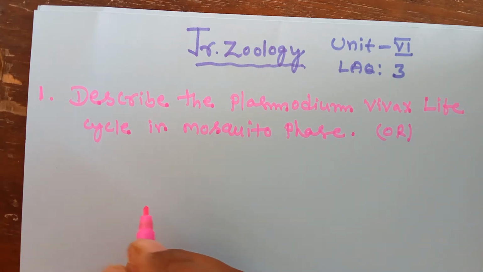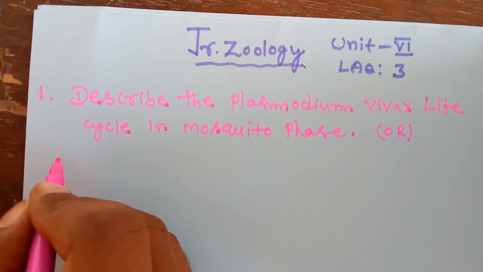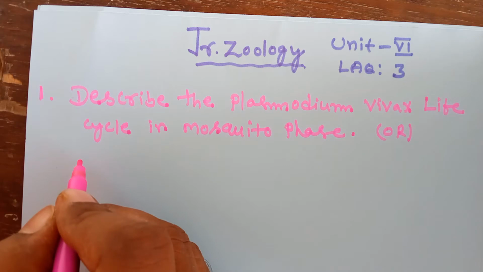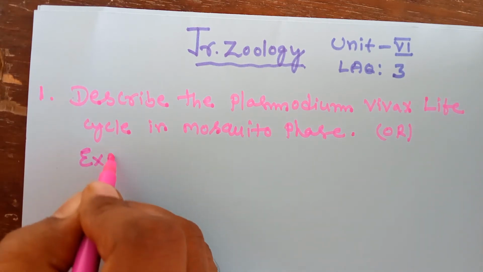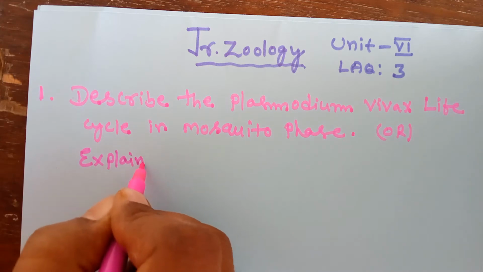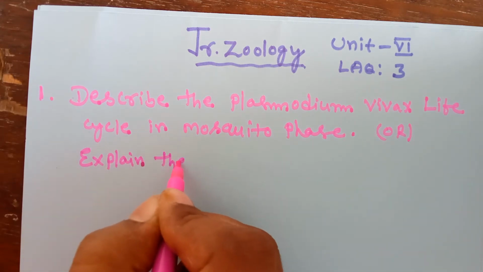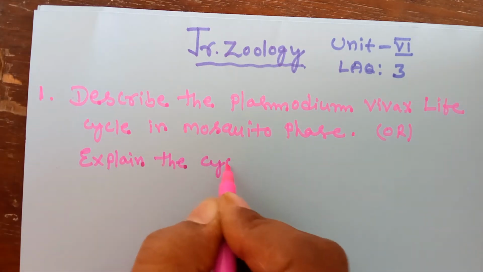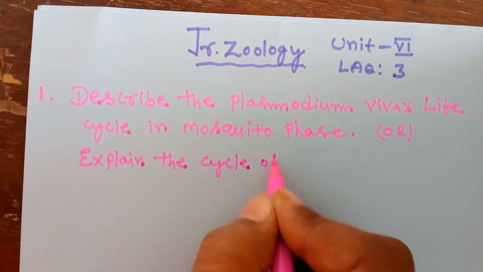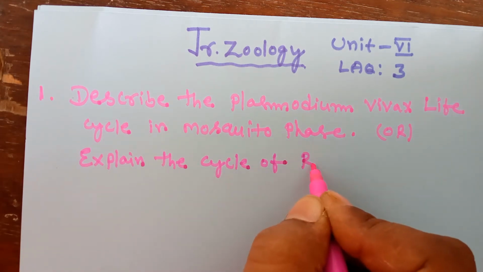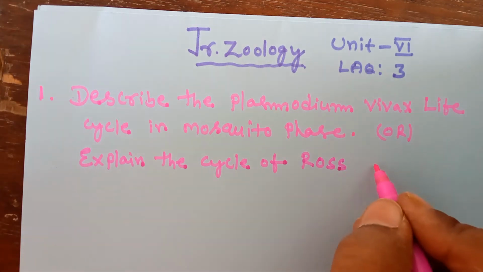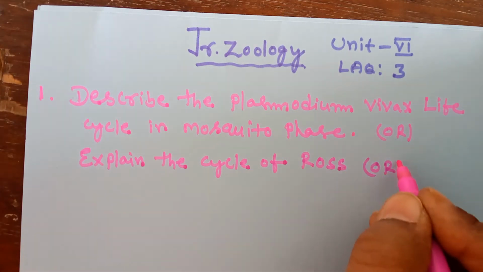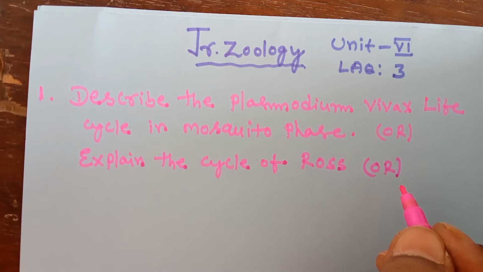One more method of asking: explain the cycle of Ross. The question can be asked in three ways here.